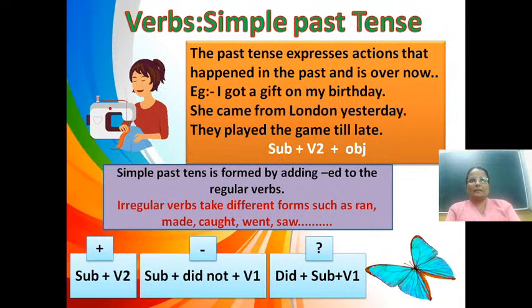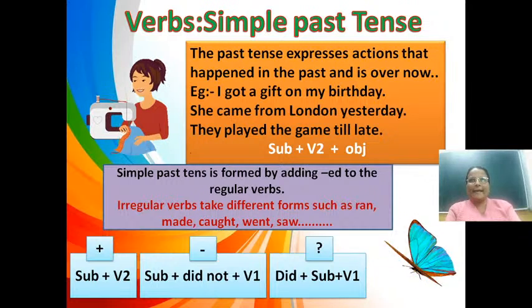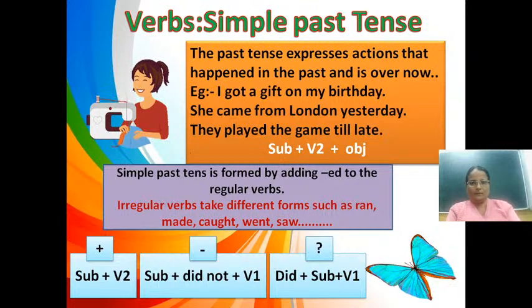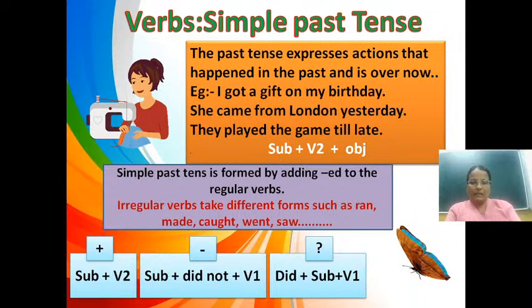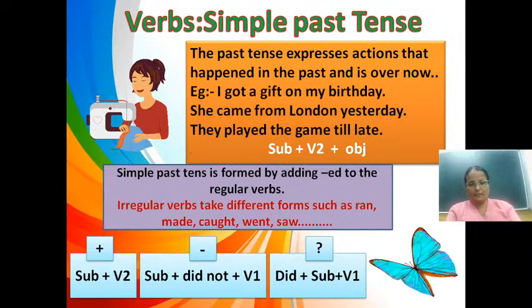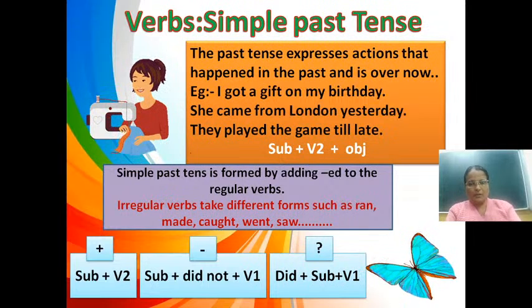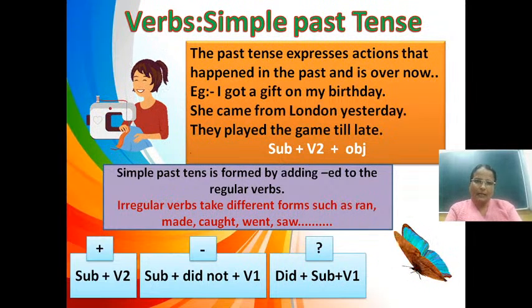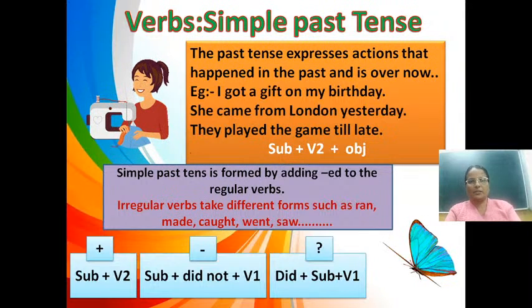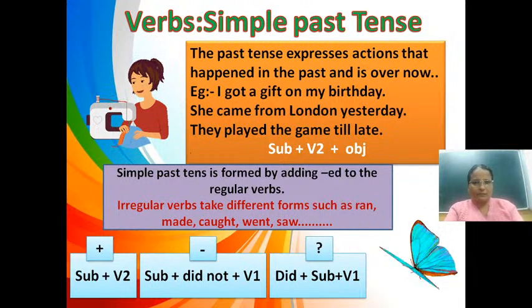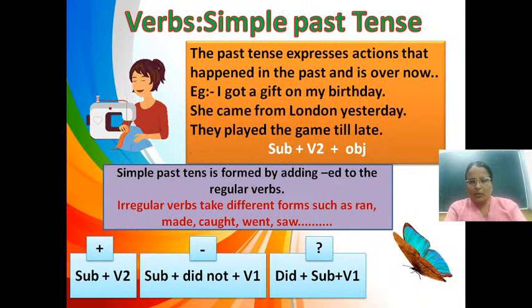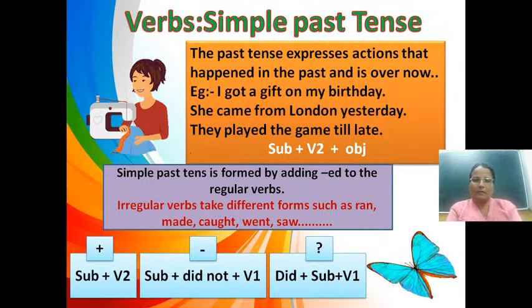The past tense, the simple past tense, expresses actions that happened in the past and are over now. It is already completed. I ate food yesterday. Over. Now you are not eating, it's not a continuous action. You had your meals yesterday. The action is over. For example, I got a gift on my birthday. Your birthday was over and you received some gifts. It's already performed. The action is totally over.